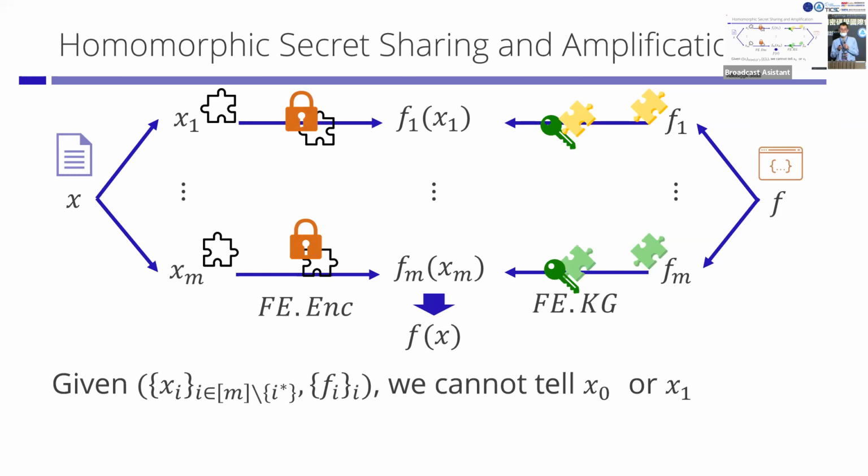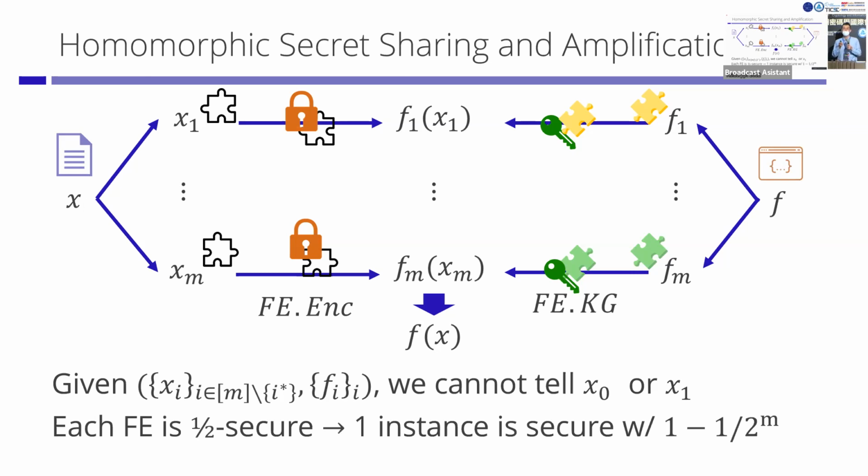And we use m instances of the half secure scheme to achieve our FE. By using FE, we encrypt each share, and we also generate a functional decryption key for each share of function f. By the functionality of FE, we can compute each share of the output from each instance of FE, and we can also recover f of x. And each FE is half secure. So at least one instance of these m instances is secure with probability 1 minus 1 over 2 to the m. So our scheme is secure, and the security bound is 1 over 2 to the m, which is negligible. This is the high-level overview of our second transformation.